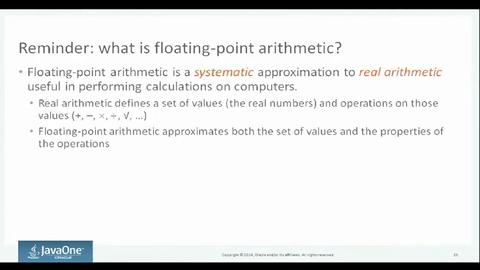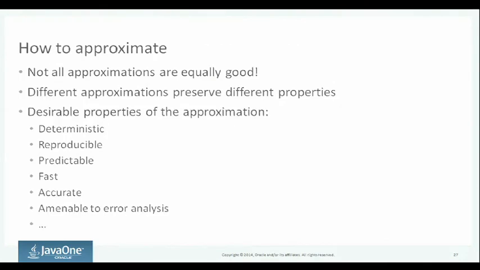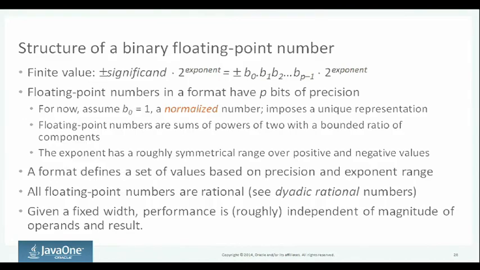So now that we've gone over real numbers, what are we doing with floating point? Again, it's a systematic approximation to real arithmetic. So how do we want to approximate? Well, not all approximations are equally good. So what are the sort of properties we'd like these approximations to have? We'd like some notion of determinism, reproducibility. All else being equal, we'd like it to be fast. If we have to choose between an accurate and inaccurate approximation, it's better to have the accurate one. And we'd like to be able to do some kind of analysis on it. And we'll look to see how the floating point approximation we have satisfies these criteria.